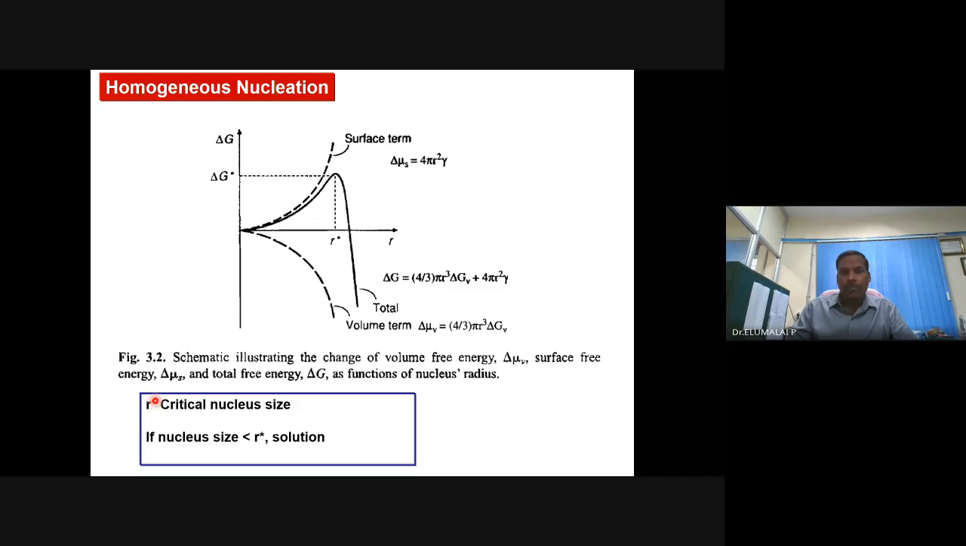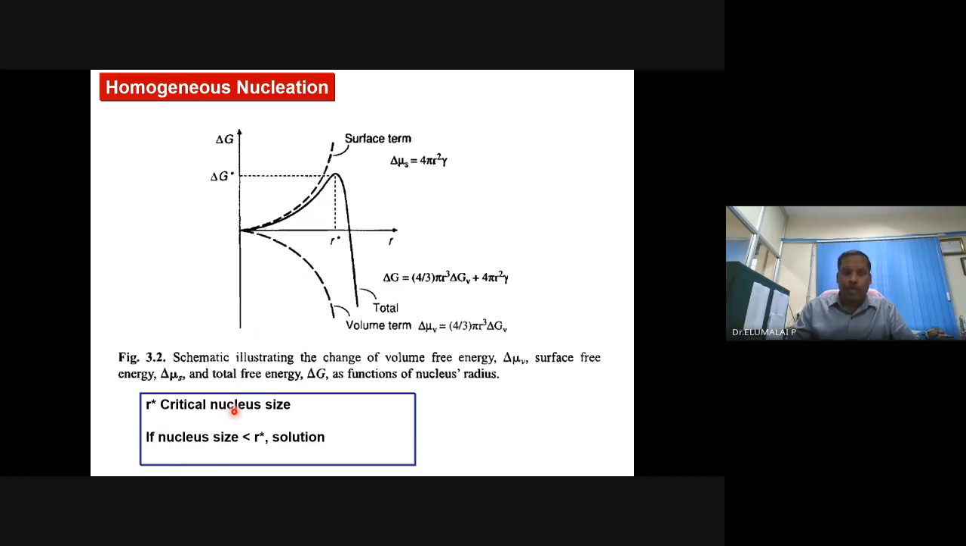Delta G star and R star are synergetic. So it is like this. Once the R star is reached, then delta G will become negative, or vice versa. Once the delta G becomes delta G star, R star will be formed. In the rest of the conditions, the reactant or the precursors will remain in solution.